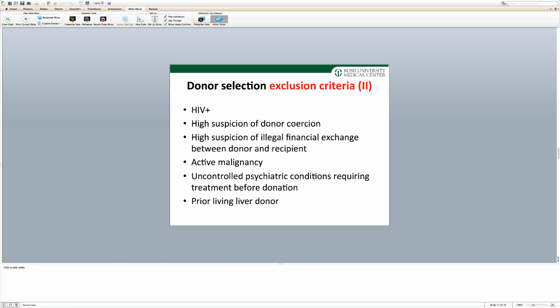Other conditions that exclude a potential donor from this process are the presence of HIV infection and high suspicion of donor coercion or suspicion of illegal financial exchange between donor and recipient. If the patient has an active malignancy, uncontrolled psychiatric condition, or of course if they were a prior living liver donor, this patient should not be considered as a potential donor.